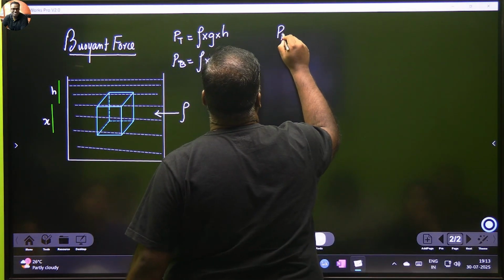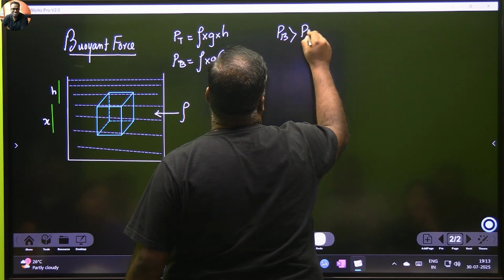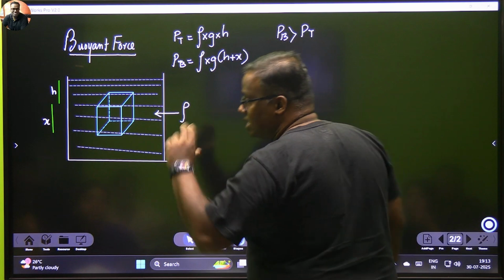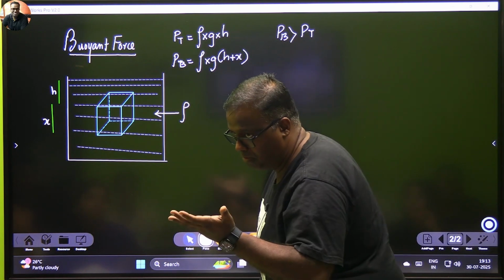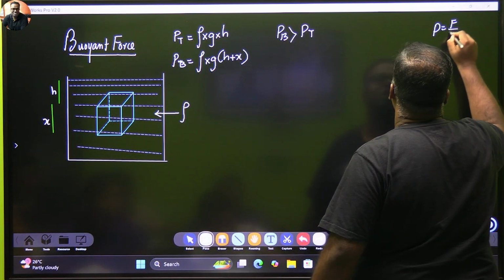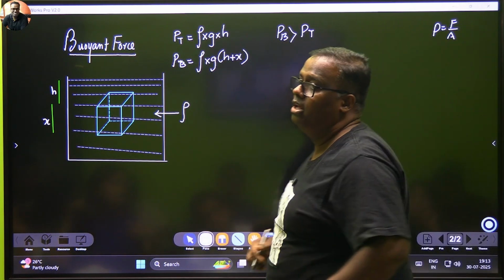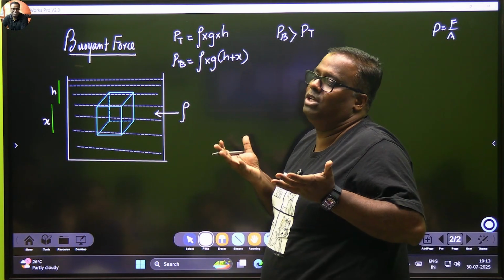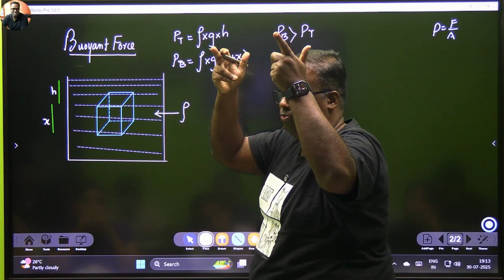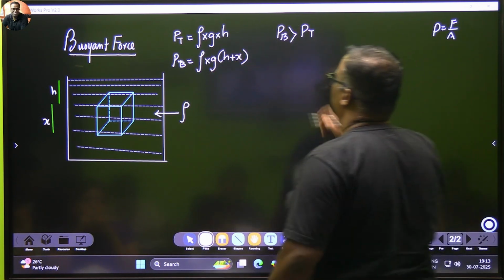So PB is greater than PT. Have you understood this or not? So the excess pressure, which is at the bottom, pressure क्या होता है बेटा? Pressure is equal to force upon area. That excess pressure is actually contributing to that extra force which is throwing this particle upwards, which is the buoyant force. तो हम वो excess pressure निकालने की कोशिश करते हैं.